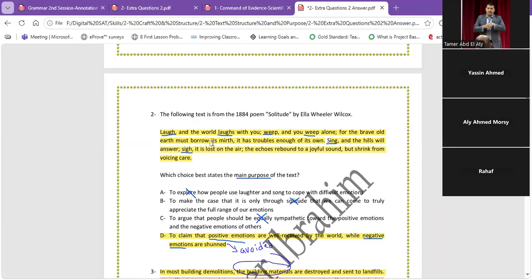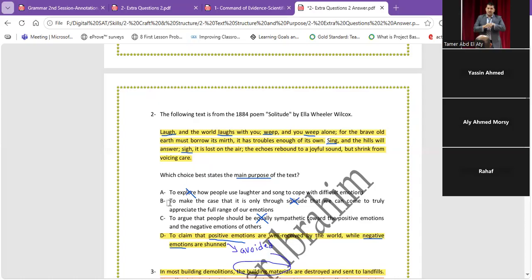The last sentence: "Sing, and the hills will answer." Whenever you sing, you're going to find the hills will answer. "Sigh, it's lost on the air. The echoes rebound to a joyful sound, but shrink from voicing care." If you sigh or cry, no one will reply.